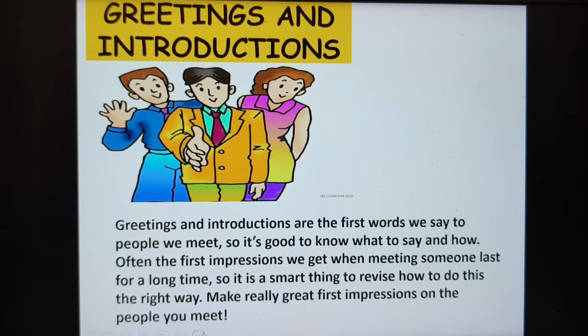Greetings and introductions are the first words we say to people we meet. So it's good to know what to say and how. Often the first impressions we get when meeting someone last for a long time. So it is a smart thing to revise how to do this the right way. Make really great first impressions on the people you meet. First impression is the best impression, and when we meet people we should know how to speak and what to speak and how to say what to say. And if we know the right way and the right communication, we will be at the right place.